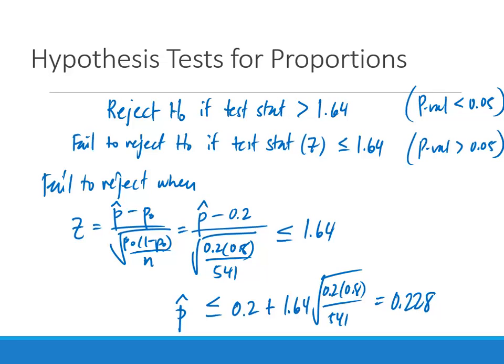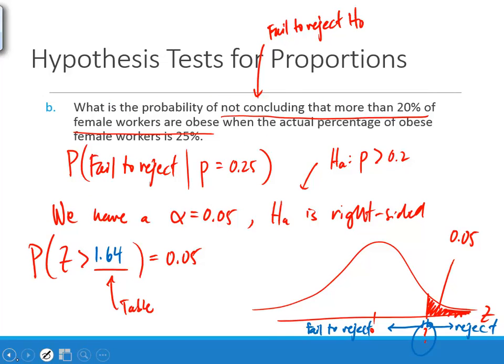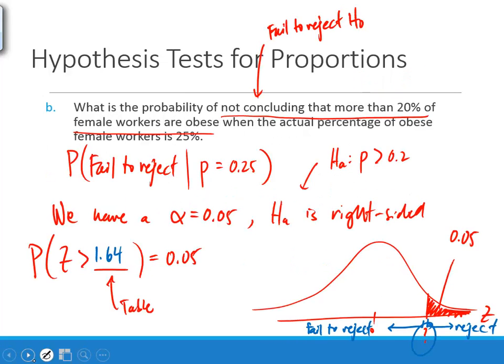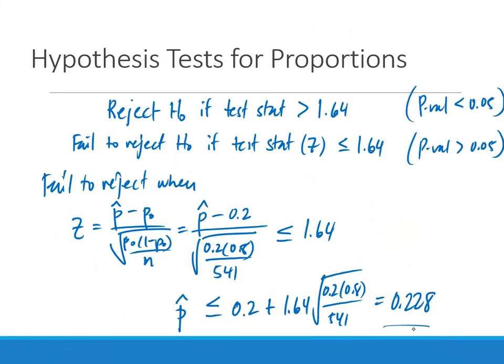Maybe now's a good time to quickly jump back here. The actual sample proportion I got, p hat, was 0.222, and that is indeed less than 0.228. So I'll fail to reject if my p hat is less than 0.228, which is what we have here, and indeed we did fail to reject. Just thinking about how that worked here.